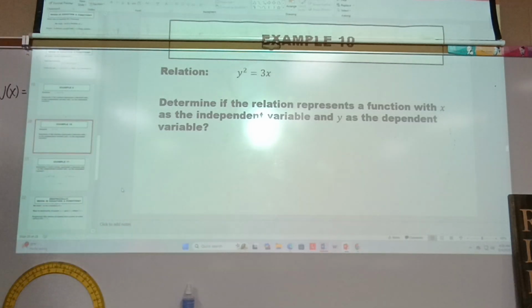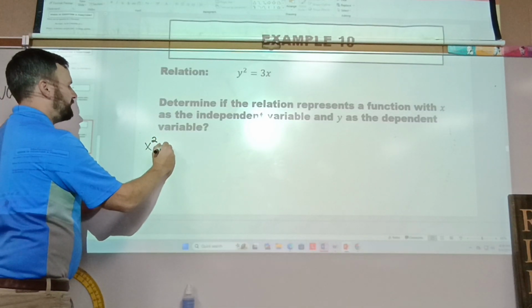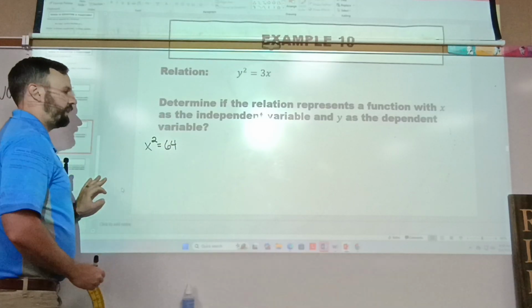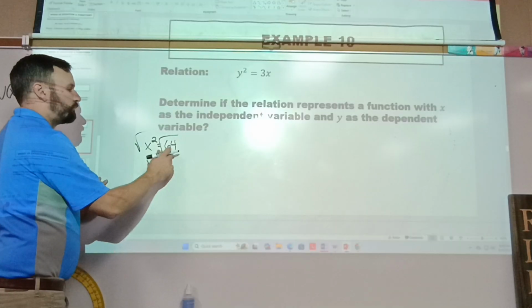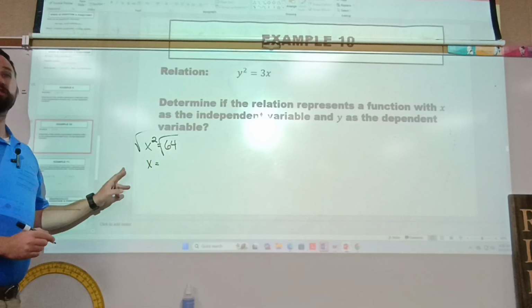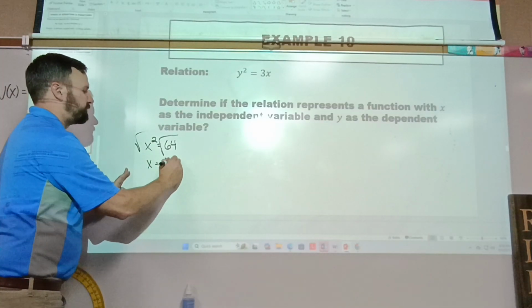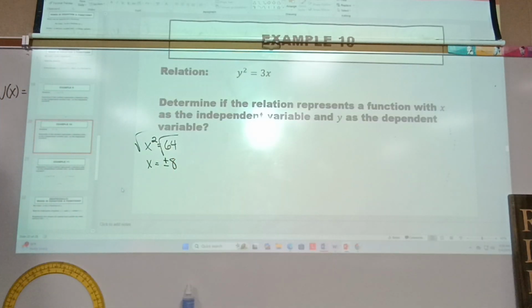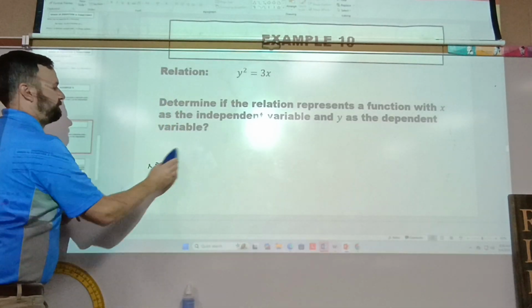Can I get y by itself? Sidebar. Let's have a little chat. If I have x squared equals 64 and I want to solve that, I square root both sides, right? When I square root it, is the answer just 8? No, whenever you square root to solve, it's always plus or minus 8. So there's 2 answers, okay? So put that in the back of your head.